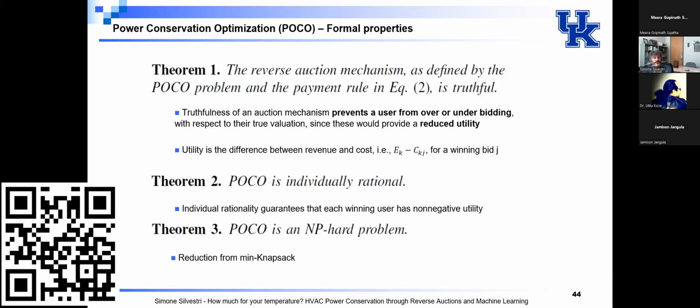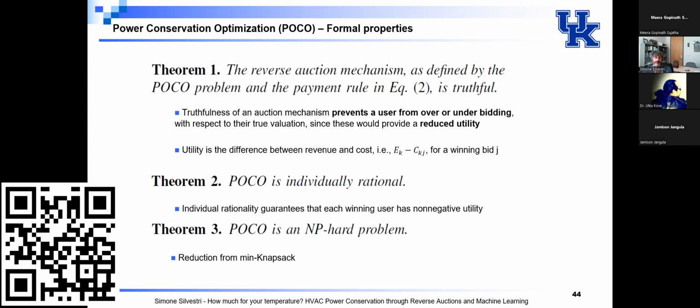You can do that, but if the auction is truthful, this deviation from your reference price or target value actually incurs a reduced utility, meaning that you may either make less money if you win, or there is less chance that you're going to win because you're asking too much. This needs to be proven and depends on how the auction is set up and designed, but we were able to prove it for this optimization problem. Also, we proved that it's individually rational, so everybody has a non-negative utility.